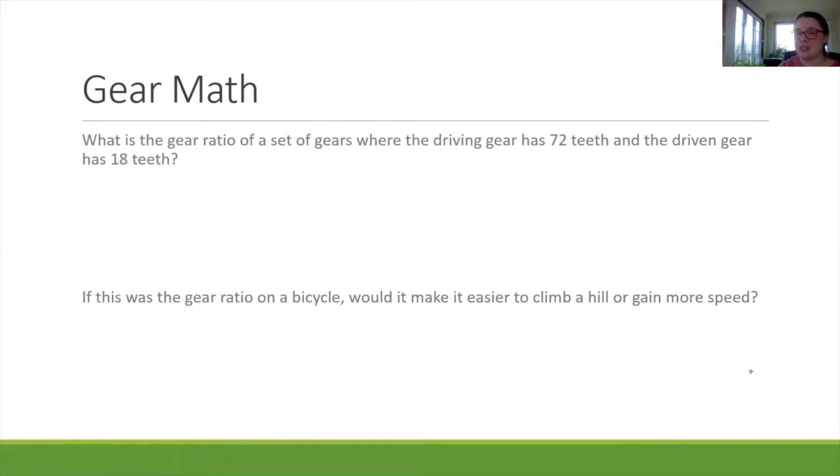What's the gear ratio of a set of gears where the driving gear has 72 teeth and the driven gear has 18 teeth? Just go back to your gear ratio and solve. So we know that the gear ratio is the driver gear divided by the driven gear. So mechanical advantage is going to be the driver gear, 72 teeth, divided by 18, which gives us a mechanical advantage of 4.